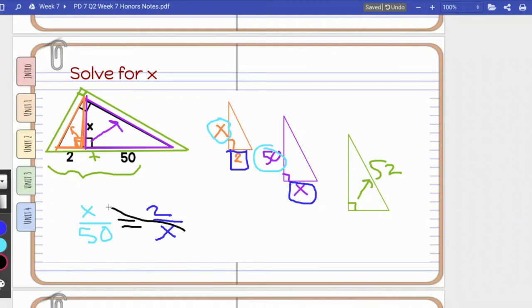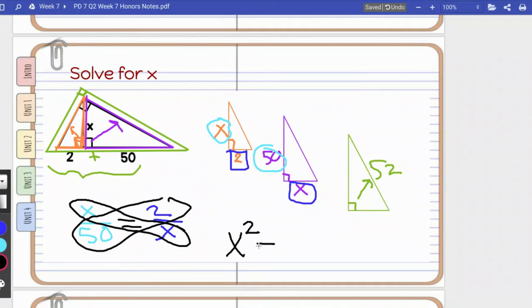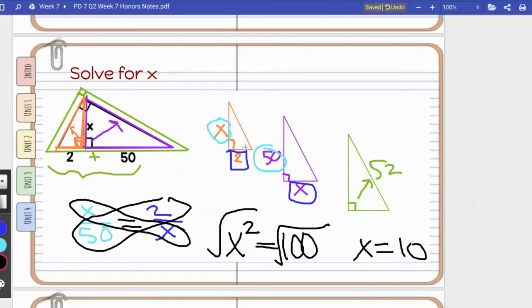So we're going to do our cross multiplication. X times x is x squared. 2 times 50 is 100. To get rid of a squared, we take the square root of both sides. The square root of 100 is 10, so x equals 10. The height of the small triangle and the short leg of the medium-sized triangle is both 10. So now I want you to pause the video and try to do the next example.